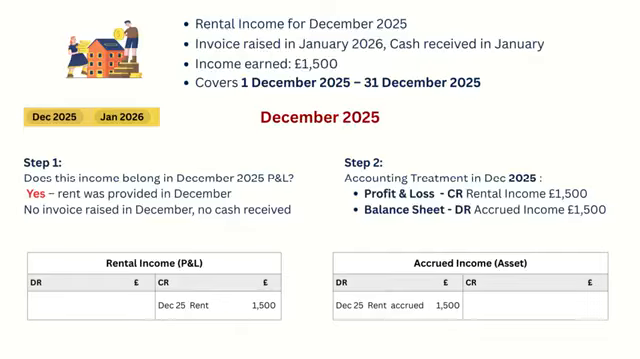Now let's record the accounting entries for December. In the profit and loss account, we credit rental income £1,500. On the balance sheet, we debit accrued income. This ensures December's profit is correct.